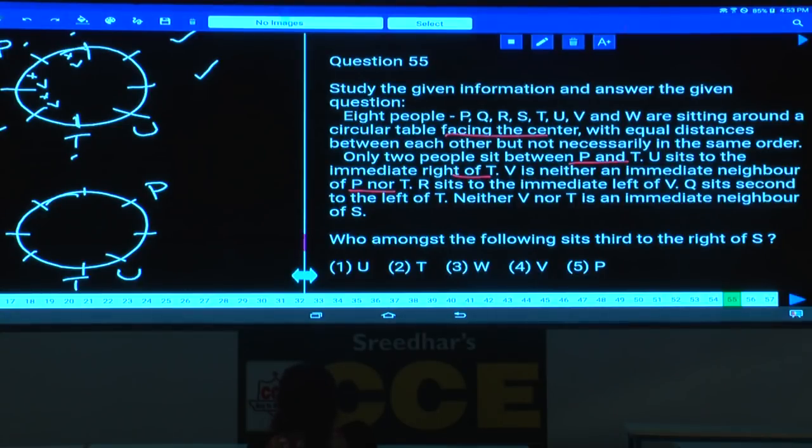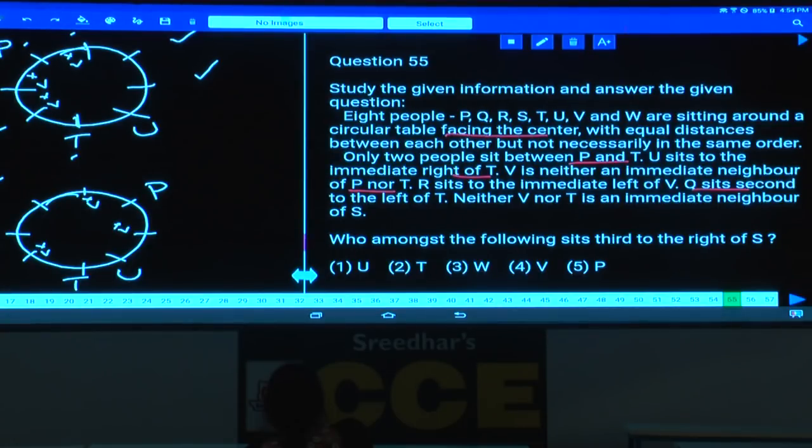Again coming to the second category. Now this V is not an immediate neighbor of P and T. Hence V cannot be here. V cannot be here and V cannot be here as well. Now in the second possibility case, this V can be in any one of these 2 places. Then R sits to the immediate left of V and Q sits second to the left of T. And Q is seated second to the left of T, Q is here. Now here also Q will be here. As Q is seated second to the right of T, then tell me the possibilities here.